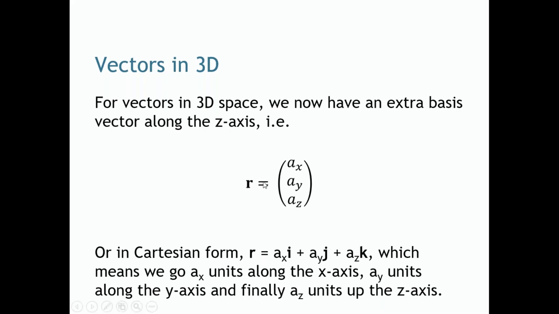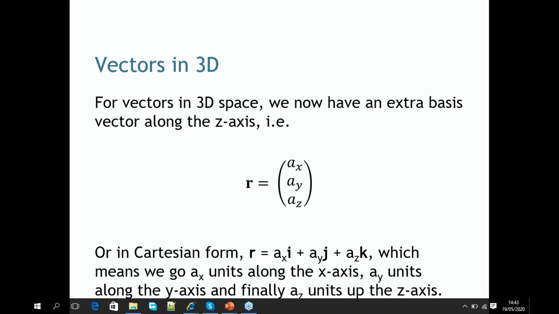So now we have to use this arrow equal to matrix A, A_x, A_y, A_z. So don't forget, in 2D we only stopped at A_x and A_y. Now in 3D, we are adding an extra basis, which is A_z.